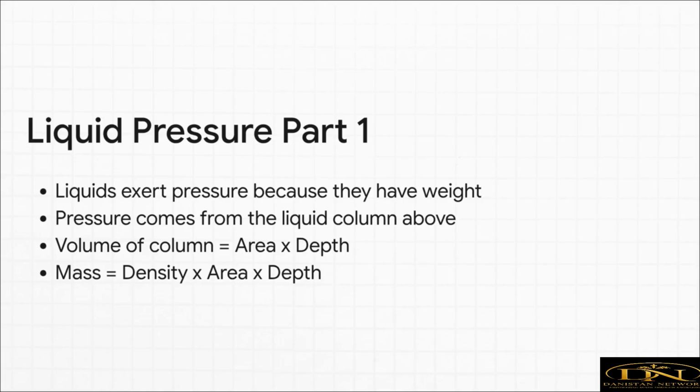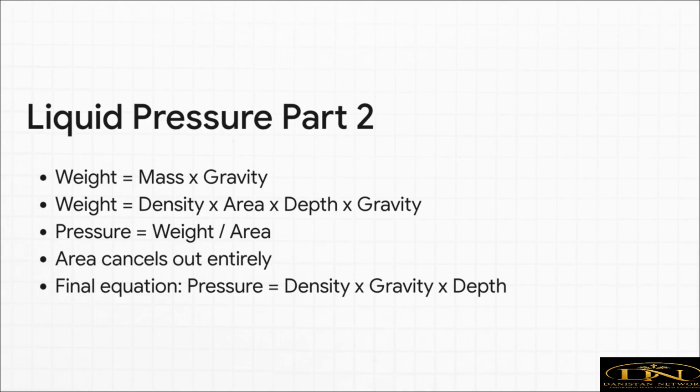Now, if we say the base area is A and the fluid density is rho, the volume of that liquid column is area times height. Therefore, its mass is density times area times height. Following that exact logic, we already know weight equals mass times gravity, right? So if we substitute the mass we just found, the weight of the column becomes rho times A times h times g. Since pressure is force over area, we divide that entire heavy weight by the area. And just watch what happens mathematically here. It's so elegant. The area completely cancels itself out, leaving us with our final triumphant equation: pressure equals rho times g times h. Make no mistake, this is arguably the most vital formula in all of fluid mechanics.